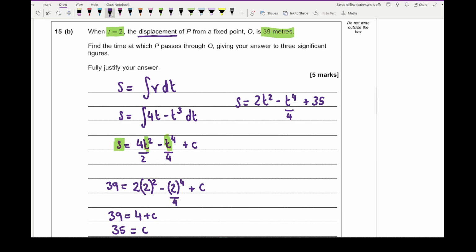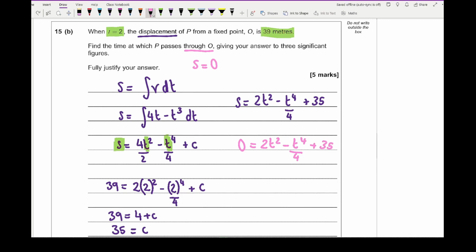Then what we need to do is consider the time for which it passes through that fixed origin point O. So in terms of through O, that would have a displacement of 0. It's back at the origin again. So the question is to solve for t when the value is equal to 0.